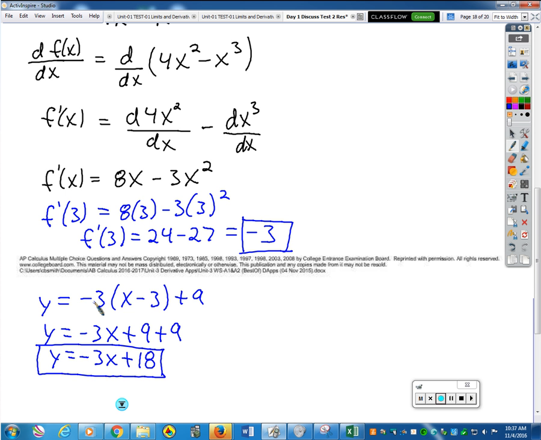The 9 comes, the 9 right here comes from doing this. F of 3 is how we find the y coordinate on F when x is 3. Plug it in.